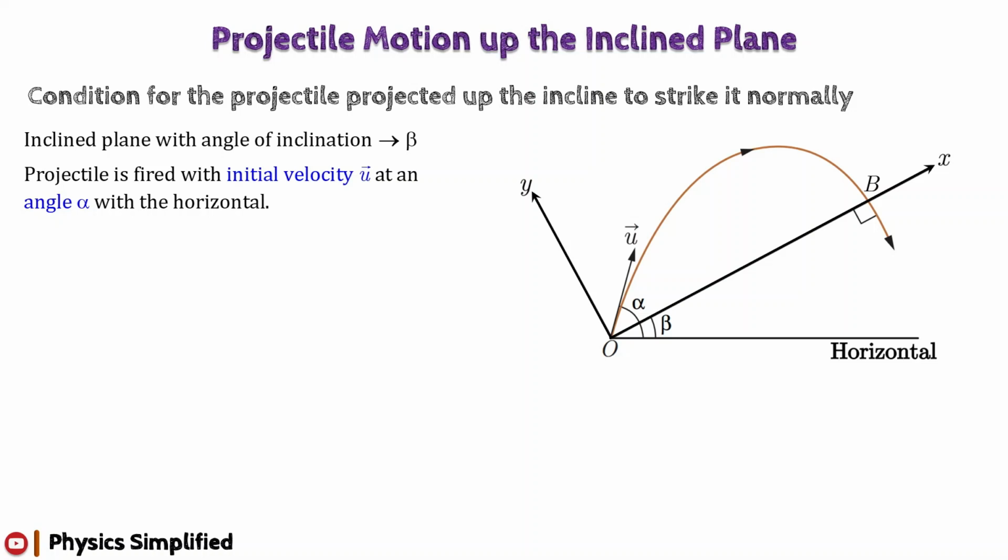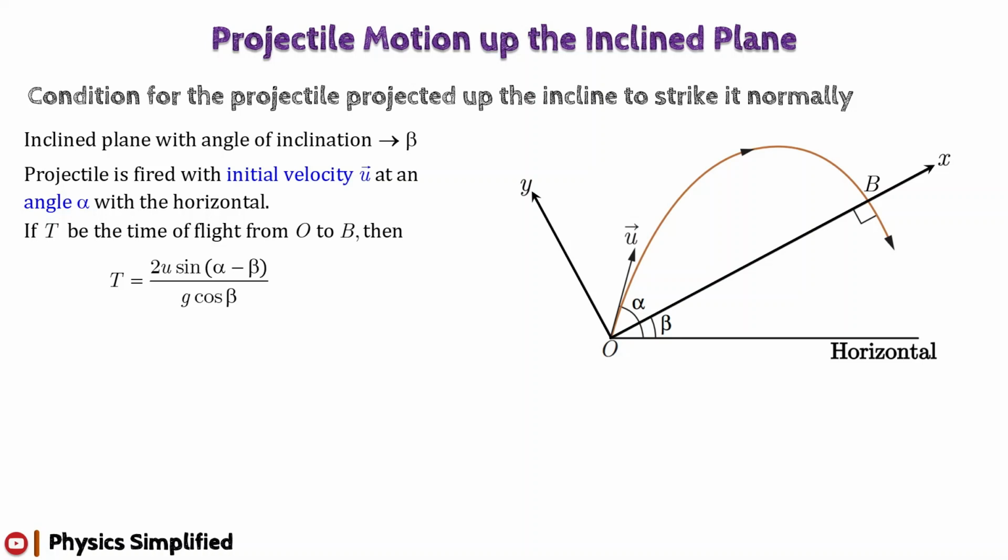We know that the time taken by the projectile to go from point O to point B, up the incline, is its time of flight. As per our previous discussion, it is given by t equal to 2u sine alpha minus beta divided by g cos beta. Again, considering the point O as the origin, we consider the positive x-axis parallel to the plane and up the incline, while the positive y-axis is considered perpendicular to the inclined plane in the upward direction.